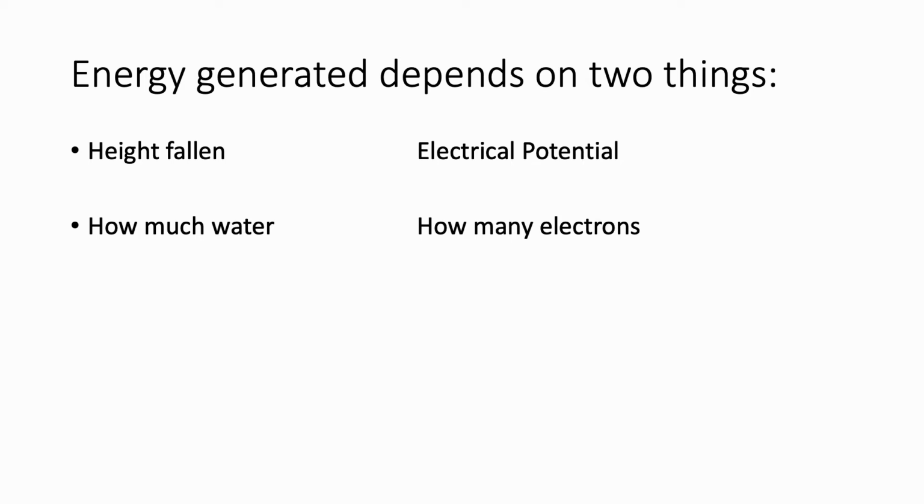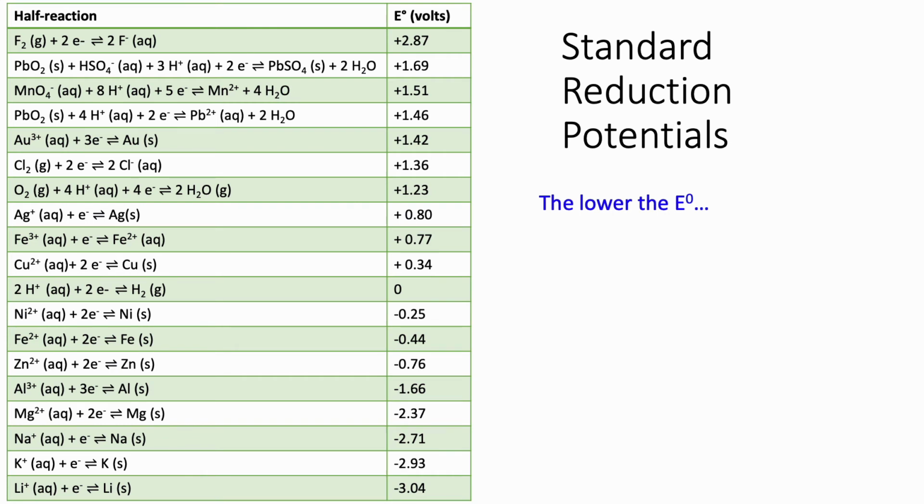they're always still going to have the same standard reduction potential, because that is a measure of the height, quote unquote, that the electrons are, quote unquote, falling in order to generate energy. And that height does not change no matter how much water or how many electrons go over that waterfall. So let's actually look at standard reduction potentials and what they mean.